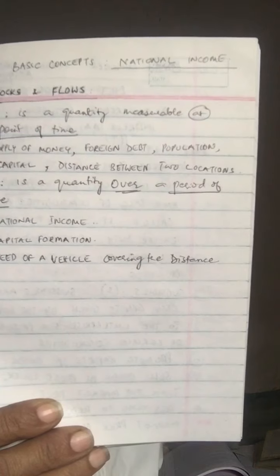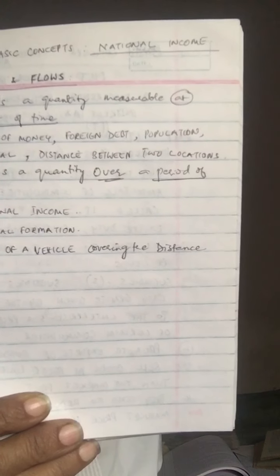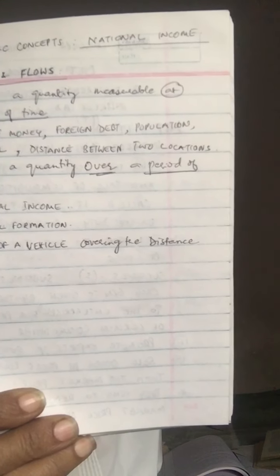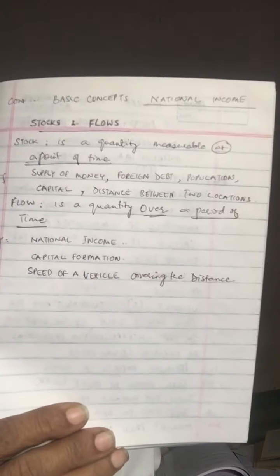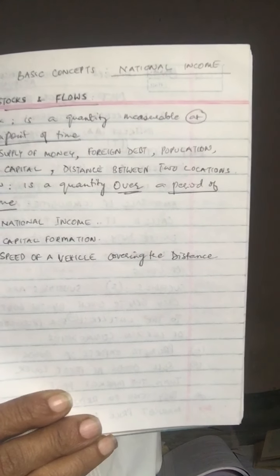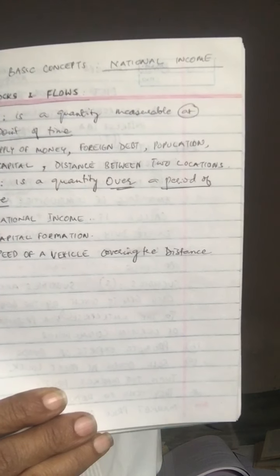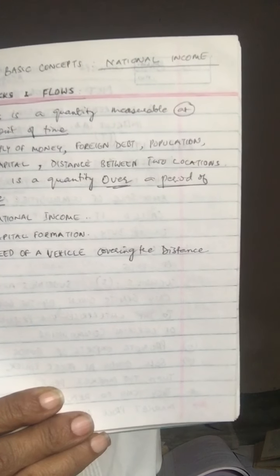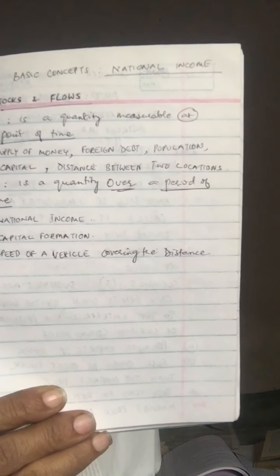So talking about flow variables, a flow is a quantity measurable over a period of time. Thus, flows are measured with reference to a certain time period, say per day, per month, per annum, whatever. So it has a time dimension. For example, national income, because it's measured over a period of one fiscal year, is what is known as a flow variable. So anything which has a time dimension, which we are measuring over a period of time, becomes a flow variable.